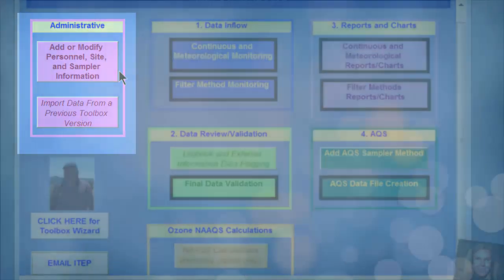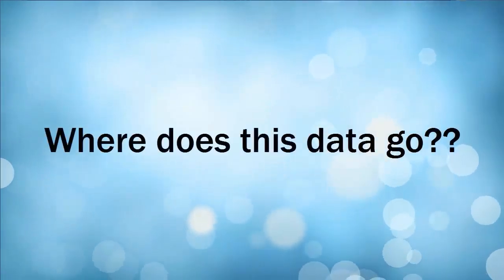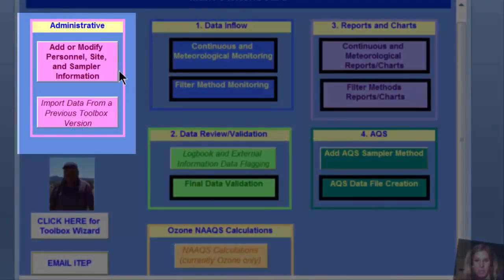The toolbox has to start off by knowing these items so that then when you import data, it knows when you tell it site 2, instrument 3, what instrument and site to associate that data with. Most of these operations you just do one time, and you only have to go back into this if something changes, like you move a sampler or you add a site or a sampler.